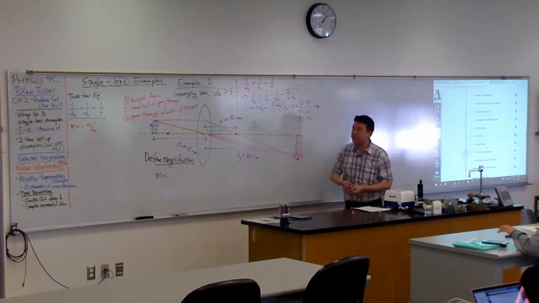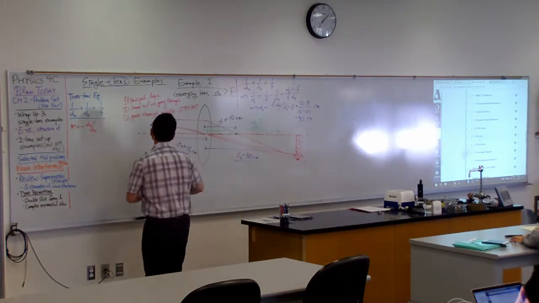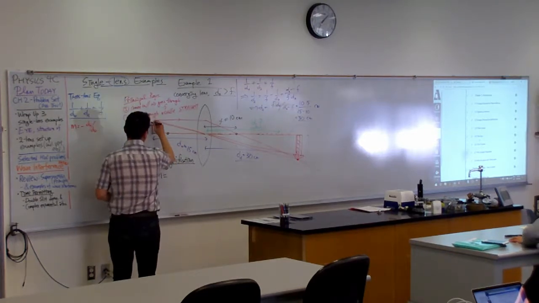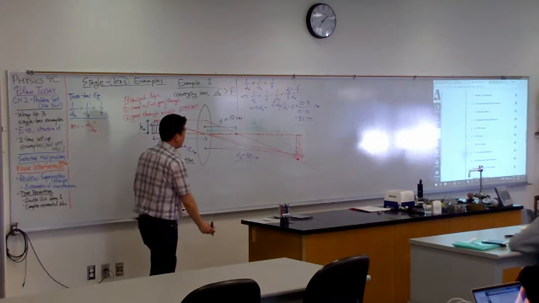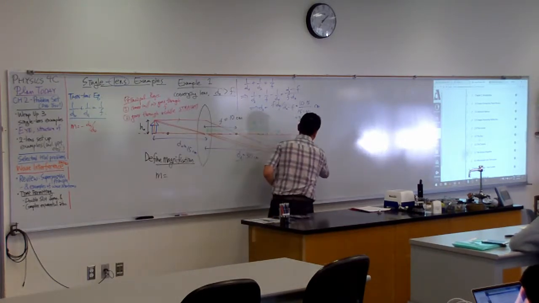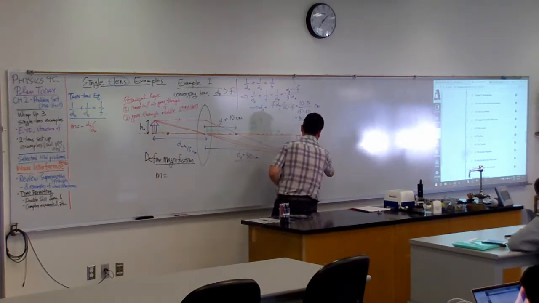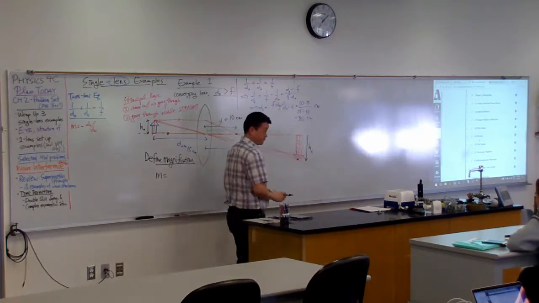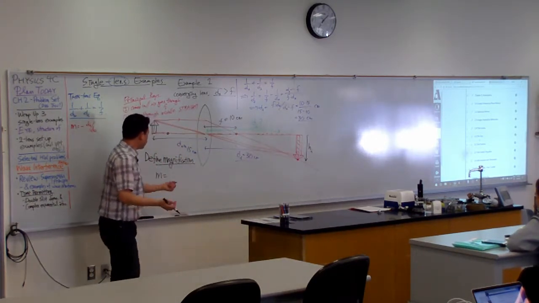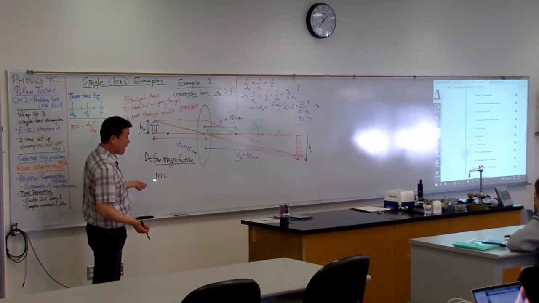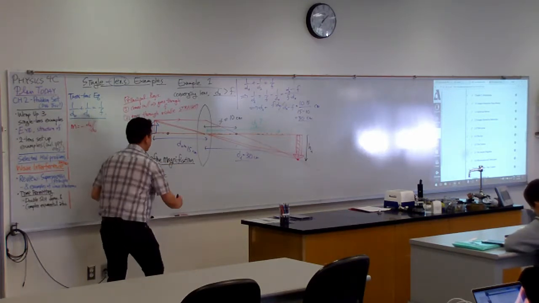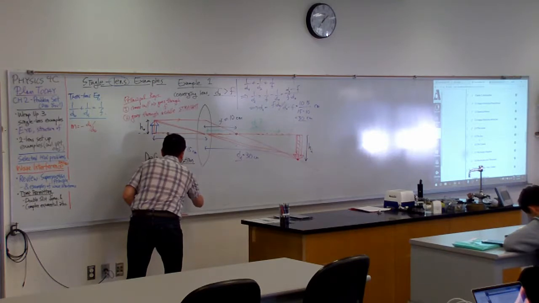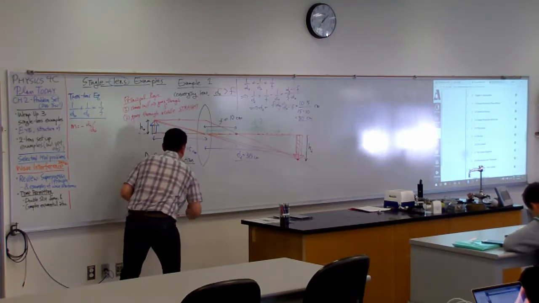So let me just give it some labels. Let's say this is my object height, and let's say this is my image height, the height of the image. So I might say my magnification M is the ratio of these two. Ratio of the height of the image divided by height of the object.